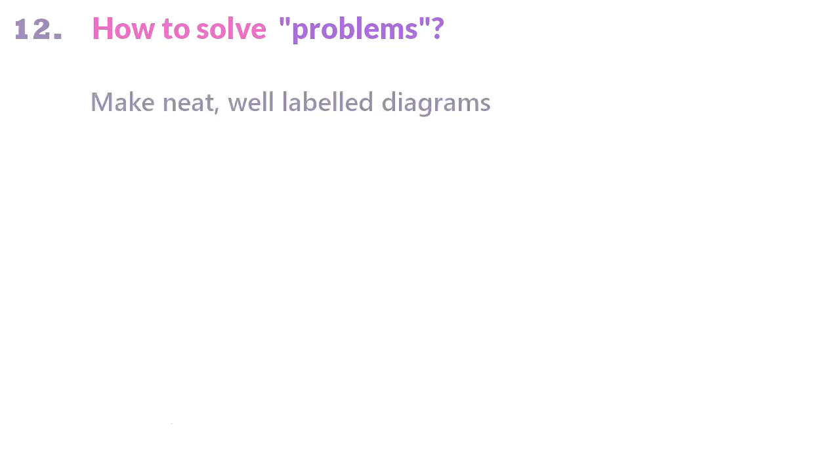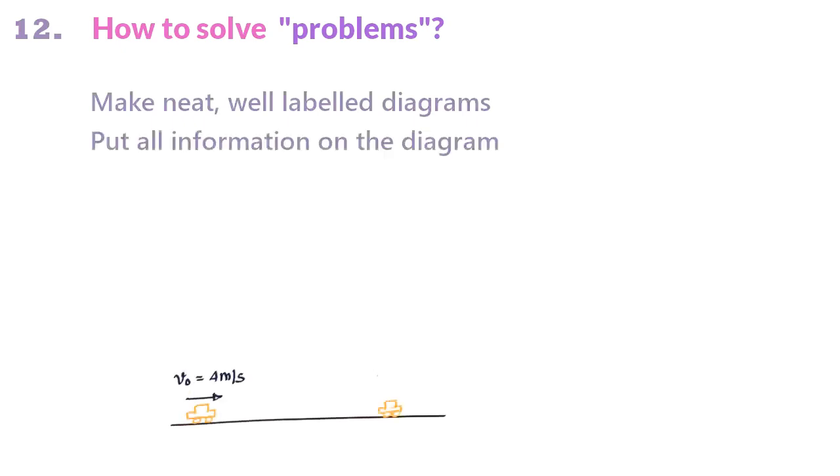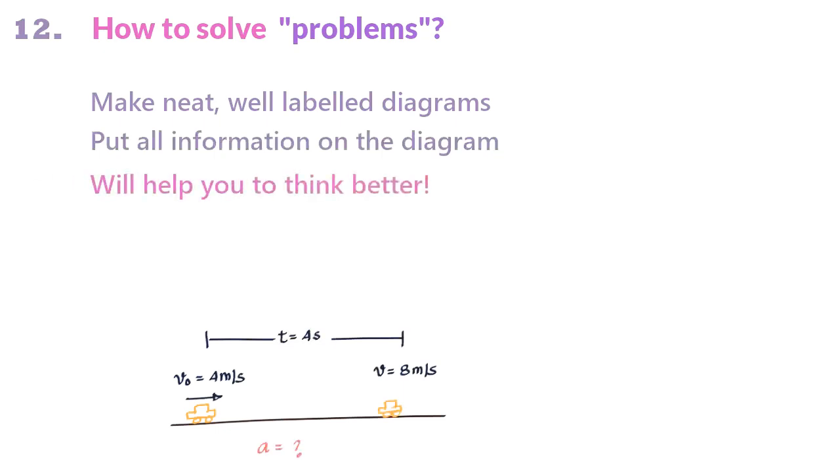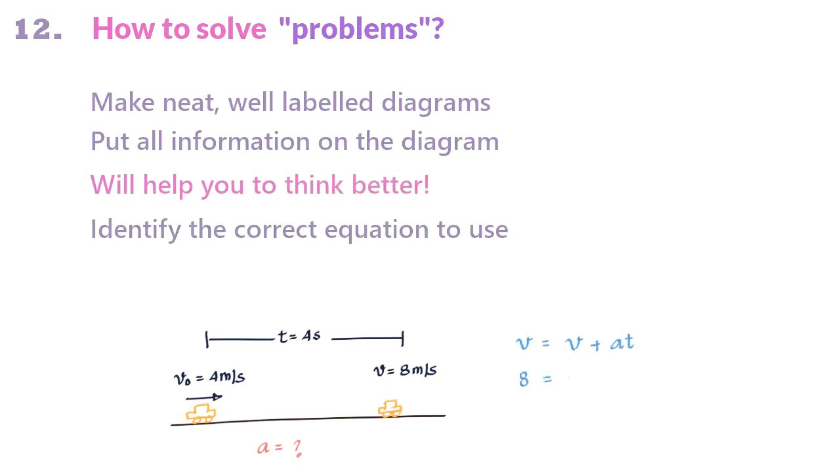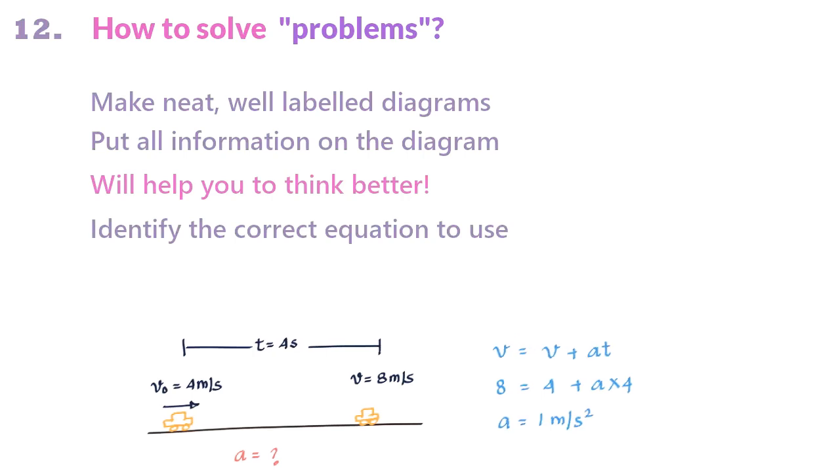So you should make neat, well-labeled diagrams and put all information available in it. You will see that when you do so, it will greatly enable you to think the solution to the problem much better. Then identify the correct equation to use based on the information available in the problem statement, and sometimes it may not be as obvious and you may need to write two equations that would have two variables, etc.